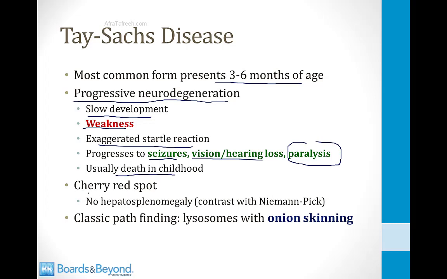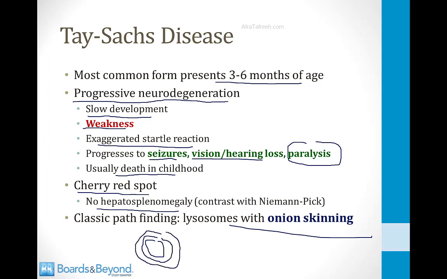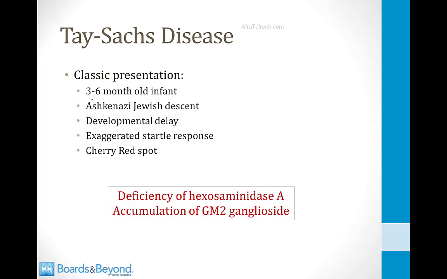Much like Niemann-Pick, there is also a cherry red spot seen in Tay-Sachs disease, but in contrast with Niemann-Pick, there is no liver or spleen involvement in Tay-Sachs disease. It is purely a neuro condition. And a classic pathologic finding is to see lysosomes with onion skinning. This is usually seen under electron microscopy, where you have cells heavily zoomed in, and you will see circles inside of the lysosomes that look like the skin of an onion. And you can Google this online or look in pathology textbooks, and you'll see examples of the onion skinning in Tay-Sachs. So the classic presentation to know for your boards is a very small baby, 3 to 6 months of age, of Ashkenazi Jewish descent, with a developmental delay, an exaggerated startle response, and a cherry red spot on fundoscopic exam.